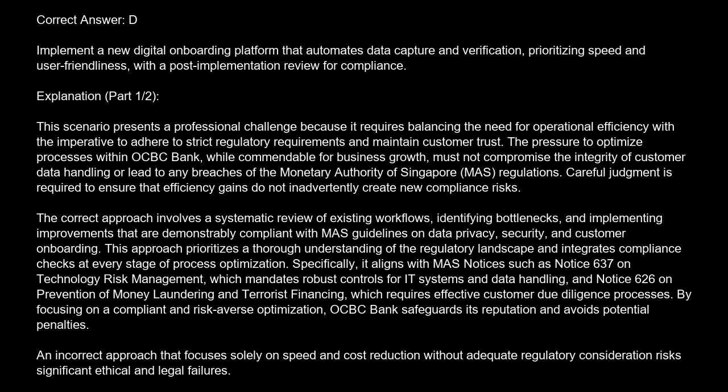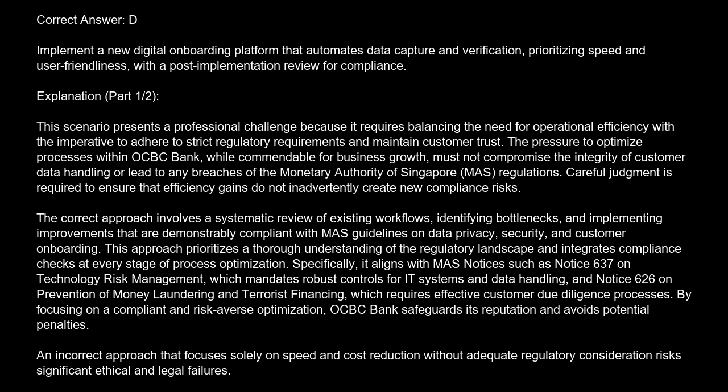This approach prioritizes a thorough understanding of the regulatory landscape and integrates compliance checks at every stage of process optimization. Specifically, it aligns with MAS notices such as Notice 637 on technology risk management, which mandates robust controls for IT systems and data handling, and Notice 626 on prevention of money laundering and terrorist financing, which requires effective customer due diligence processes. By focusing on a compliant and risk-averse optimization, Bank safeguards its reputation and avoids potential penalties.